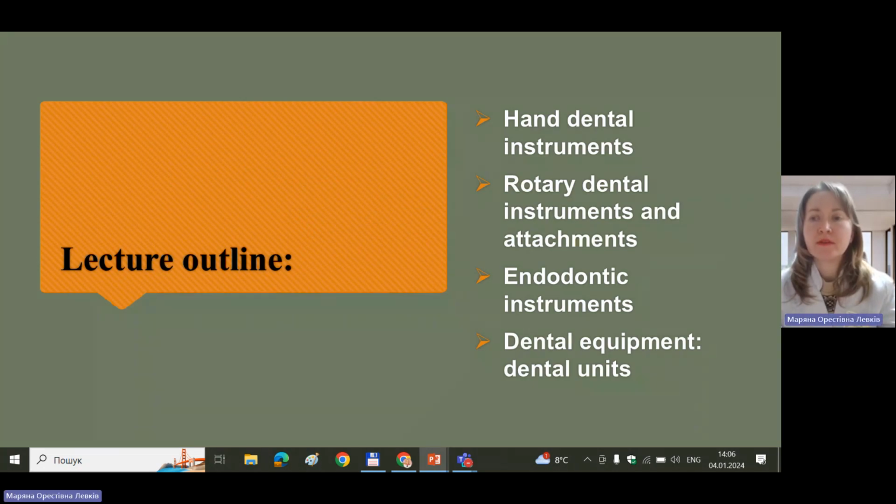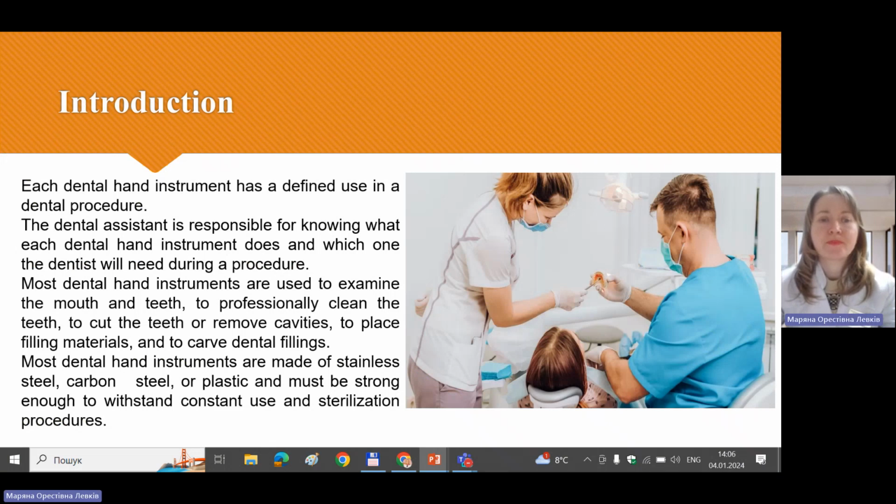This lecture outlines hand dental instruments, rotary dental instruments, attachments, endodontic instruments, dental equipment, and dental units. Each dental hand instrument has a defined use in a dental procedure. The dental assistant is responsible for knowing what each dental hand instrument does and which one the dentist will need during a procedure. Most dental hand instruments are used to examine the mouth and teeth, to professionally clean the teeth, to cut the teeth cavities, to place filling materials, and to carve dental fillings.